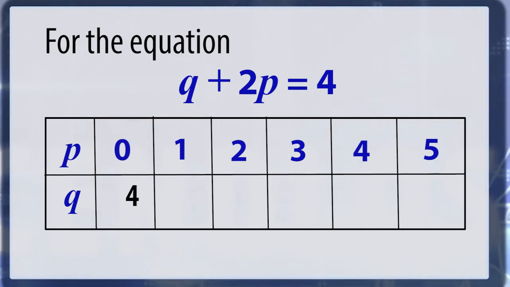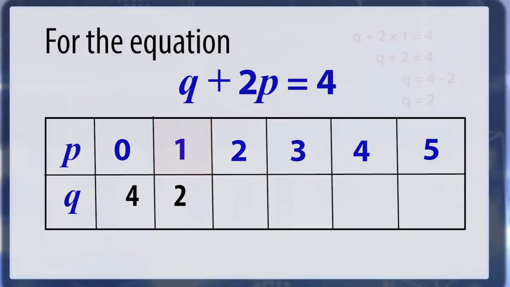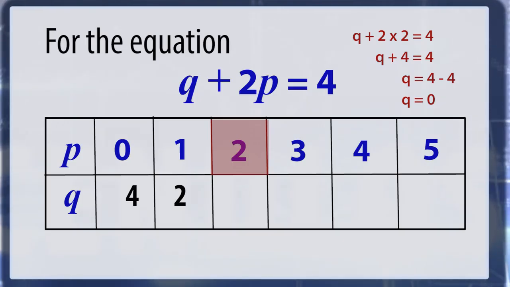Also, when p is equal to 1, we have q plus 2 times 1, and that should give us 4. So we have q plus 2 is equal to 4, which is q is equal to 4 minus 2. And that will give us q is equal to 2. When p is equal to 2, we have q plus 2 times 2, and that should be equal to 4. So we have q plus 4 is equal to 4, giving us q is equal to 0.